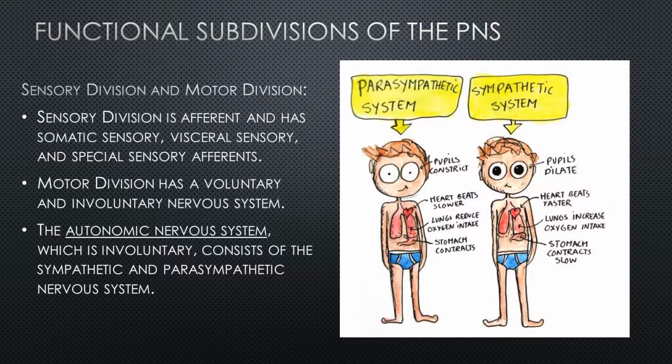The motor division has a couple of parts also. Motor carries commands from the brain to the body. Now, the somatic nervous system involves voluntary responses, while the autonomic nervous system covers involuntary responses. The autonomic nervous system branches into the sympathetic and parasympathetic nervous system.